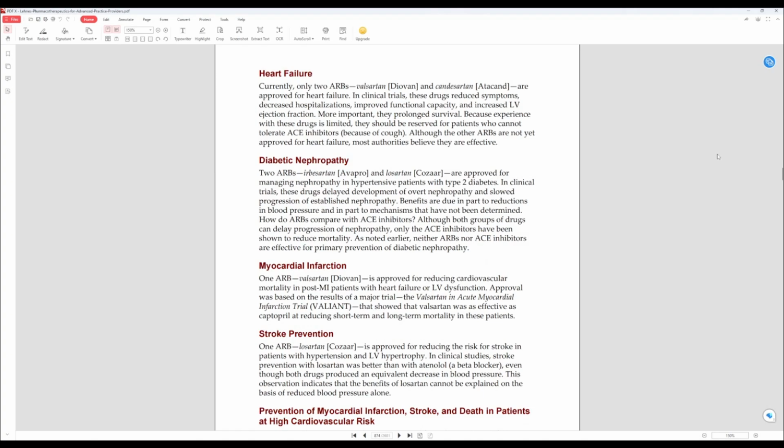Heart failure. Currently, only 2 ARBs, valsartan and candesartan, are approved for heart failure. In clinical trials, these drugs reduced symptoms, decreased hospitalizations, improved functional capacity, and increased left ventricular ejection fraction. More important, they prolonged survival. Because experience with these drugs is limited, they should be reserved for patients who cannot tolerate ACE inhibitors. Although other ARBs are not yet approved for heart failure, most authorities believe they are effective.